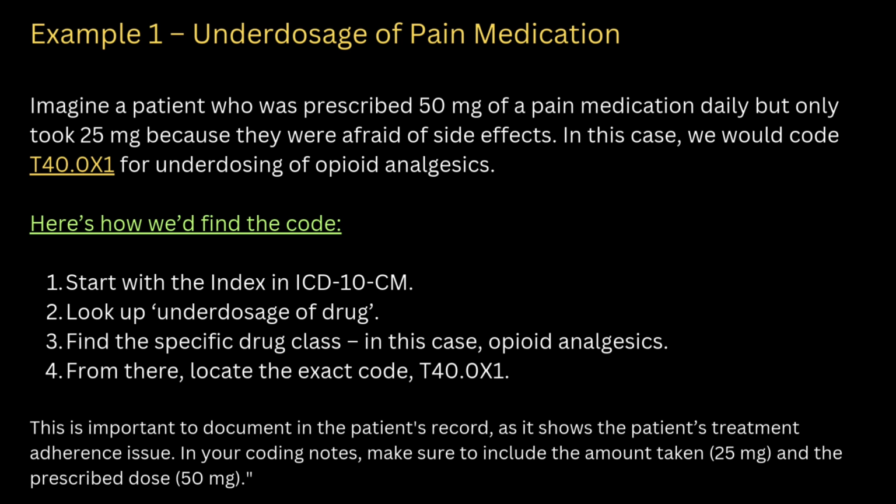So how do we find the code? Start with the index in ICD-10-CM. You have to look for underdosage of drugs. Under that, you have to choose the specific drug. From that, you have to locate the code.